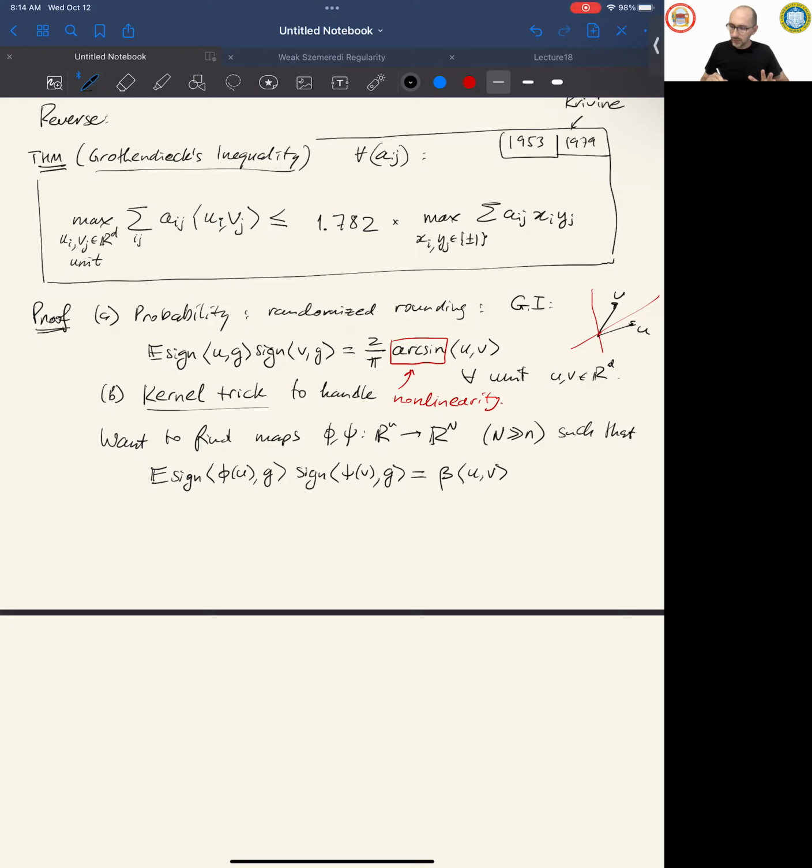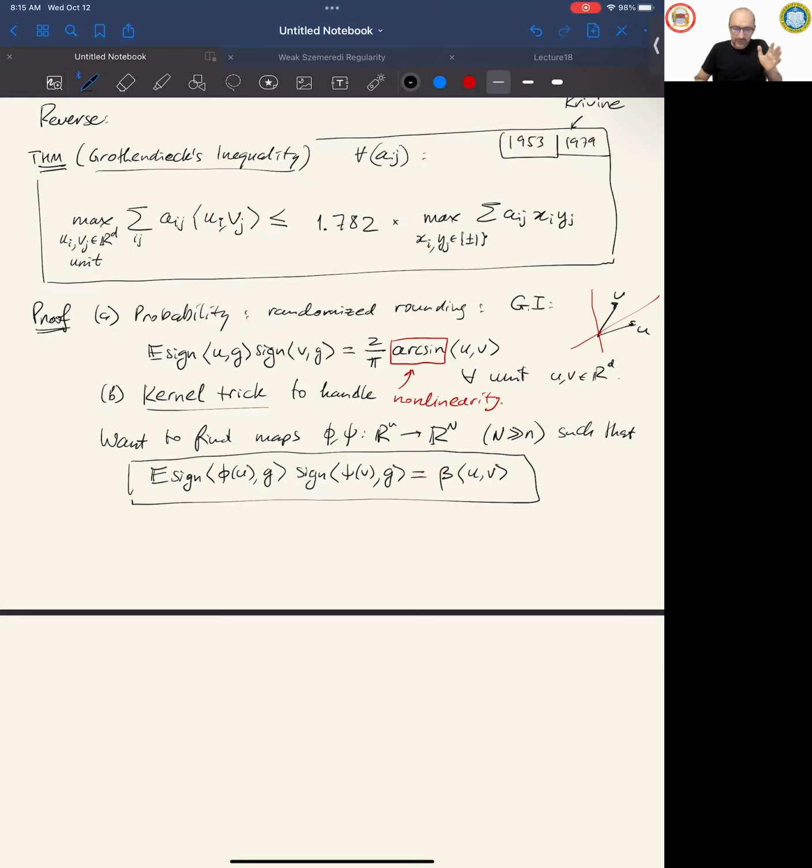If we can do this, we're done, basically. We'll just repeat the proof of last time, the proof of the Goemans-Williamson algorithm. The principal difficulty there was this nonlinearity, and we just linearized, and there it was. So we'll do it this time.